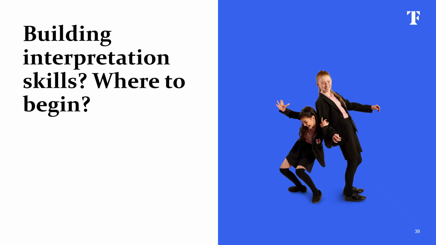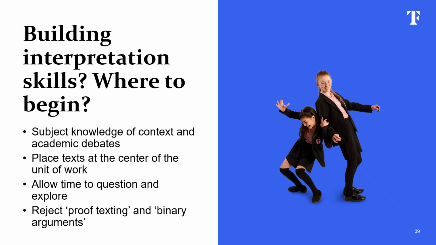So before we can start to teach interpretation skills, we need to have sufficient subject knowledge about the context of texts and the academic debate surrounding them. And scholars like Bowie and Cooling and Pett suggest that when studying sacred texts, we should place them at the centre of the unit of work, not simply as extracts on the periphery.